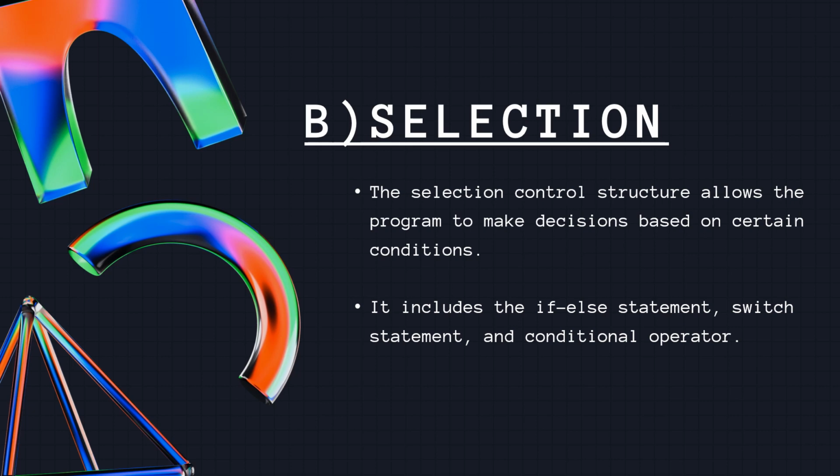Our second control structure is selection, and this allows a program to make decisions based on certain conditions. It includes the if-else statement, switch statement, and conditional operator.